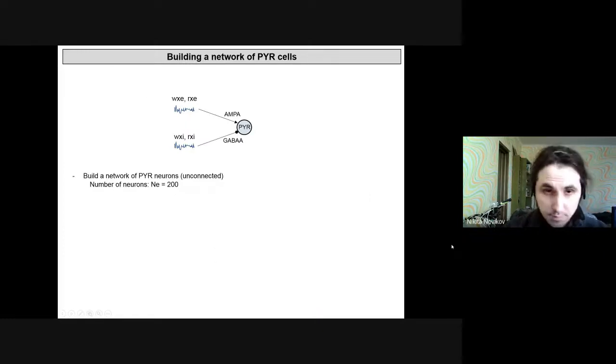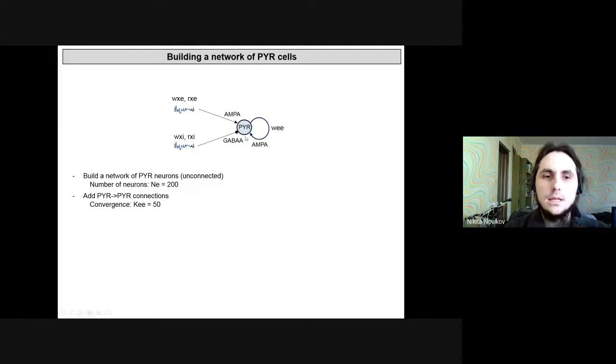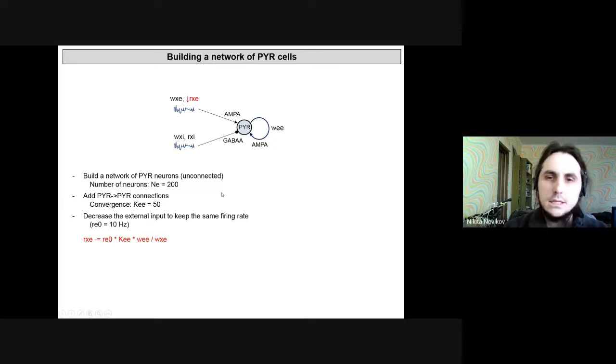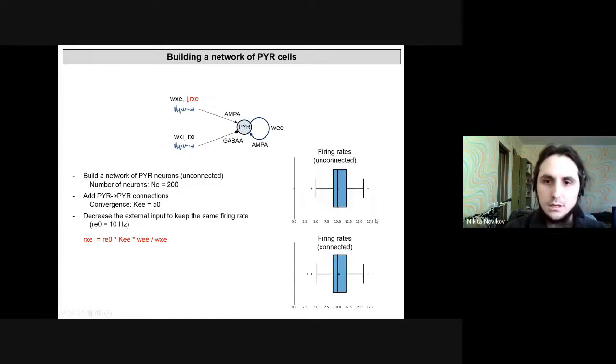Okay, so now I started building a network. I took 200 pyramidal neurons, added recurrent connections with convergence of 50, and then to achieve the same firing rate as before, I decreased the external firing rate, which defines this white noise signal. I did it analytically using this formula. And we can see that indeed in the connected and the unconnected versions, the firing rates are the same.